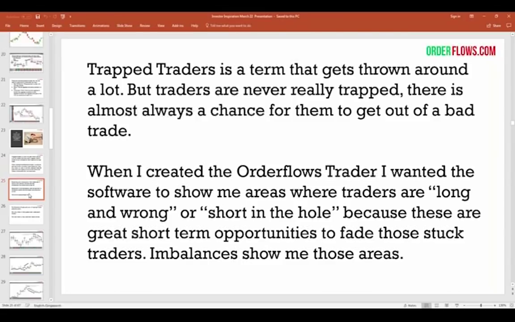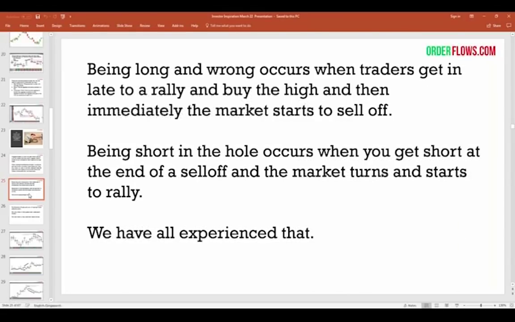Right, and again, that's the beauty of order flow, it helps you see when people are potentially trapped in the market, or long and wrong or short in the hole. Now, being long and wrong occurs when traders get in late to a rally and buy the high, and then the market immediately sells off. We've all been in there.